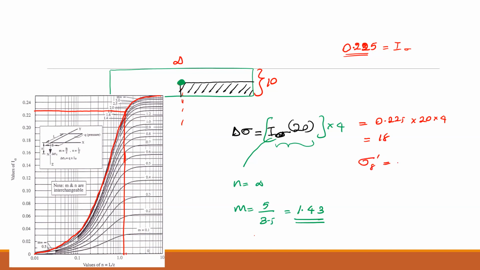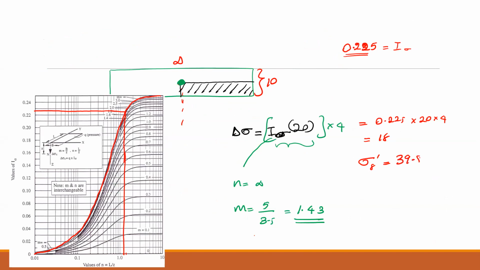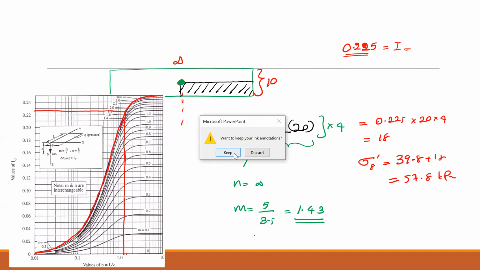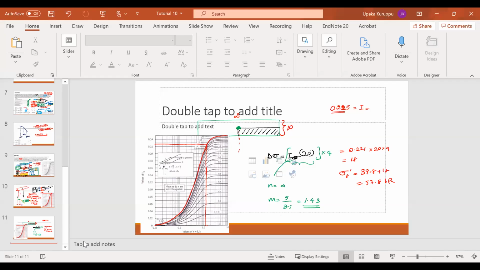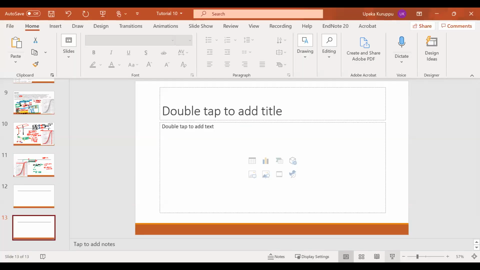So the final stress is, initially it was 39.8. 39.8 plus 18. So this is 57.8 kilopascals. Now, what do we need to do now? Which equation to be used? You have to use the last equation because over both sides. Yes, we need to use the last equation because it is two sides, isn't it?